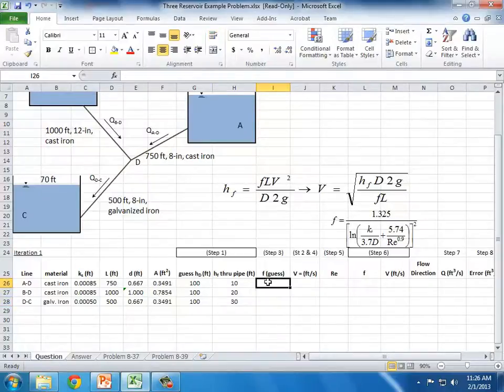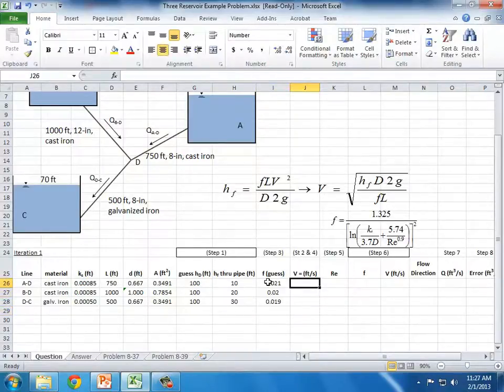So we'll put in these guess F values that we first came up with. The smaller of the cast iron pipes was the one where we said we'd use 0.021 for our guess F value, 0.02 for the next one, and for the galvanized iron pipe, 0.019. And that's what we picked, assuming that we were in the fully turbulent range and looking it up off of the Moody diagram in a real quick way.